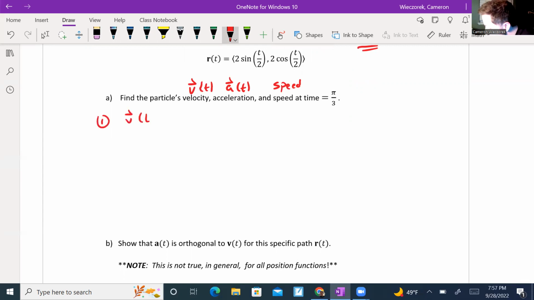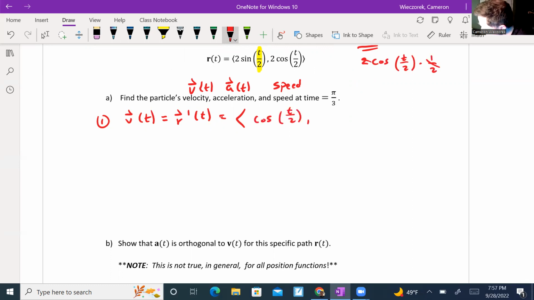So if I do v of t, I'm going to take the derivative of my position. This is going to be r prime of t. And you can compute derivatives off to the side if you want. We're going to have some chain rule going on with the t over 2. We're going to have 2 cosine of t over 2, and then multiply by 1/2 because of the chain rule. So the 2 and the 1/2 will go away. So I end up with cosine of t over 2.